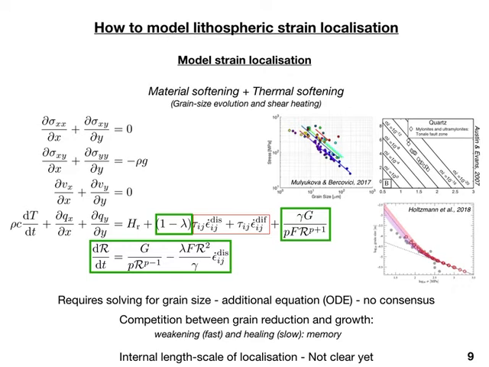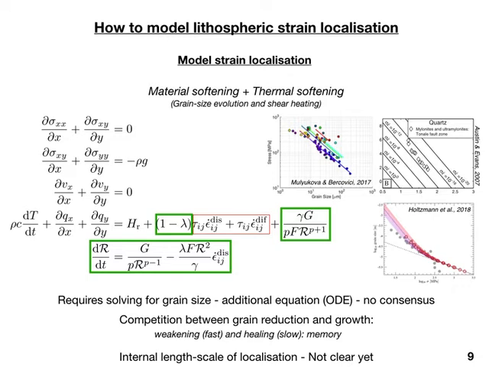The next strain localization mechanism I want to discuss is the combination of both material softening and thermal softening. So here we consider grain size evolution and shearing. To take this into account, you need to modify the governing equations. You see in the yellow boxes terms that are related to grain size evolution. One important point is that we actually need to solve an additional equation for the grain size evolution. Here it's an ODE, it is the lowermost equation, so R represents the grain size that will evolve in time.